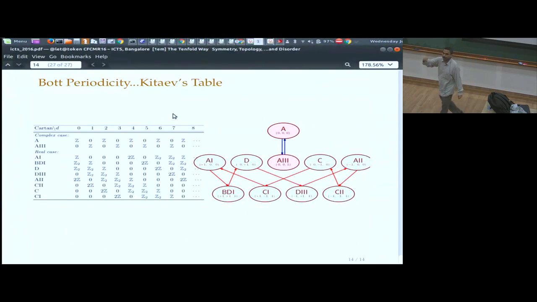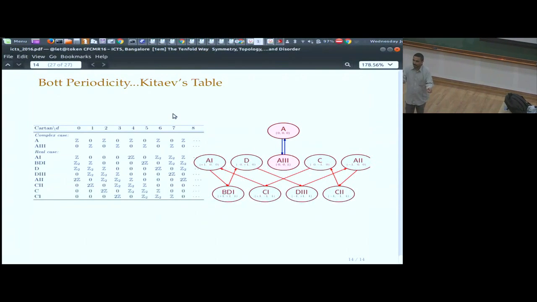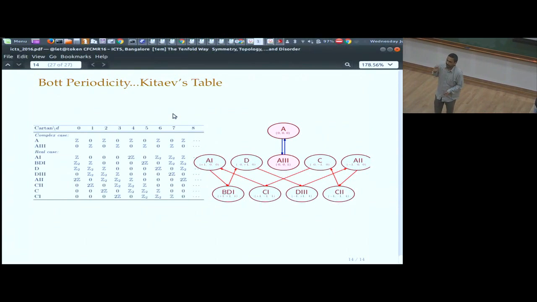I will make some comments about disorder. Now, everything done here is on clean systems. So what happens if I have disorder? Do all of these things fall apart, or is it all correct?